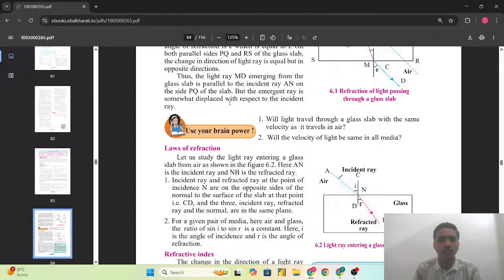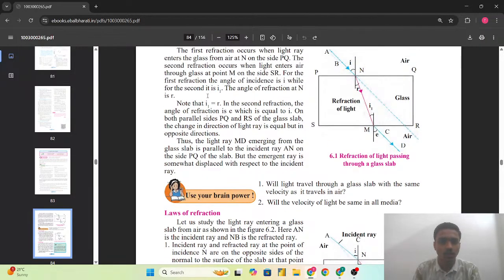Note that I1 is equal to R. The second refraction, the angle of refraction is E, which is equal to I on both the parallel sides PQ and RS of the glass slab. The change in the direction of the light ray is equal but in the opposite direction. Thus, the light ray MD emerging from the glass slab is parallel to the incident ray AN on the side PQ of the slab, but the emergent ray is somewhat displaced with respect to the incident ray.